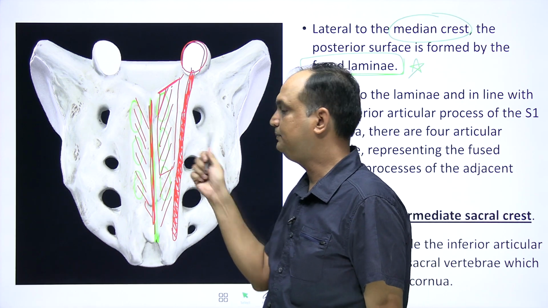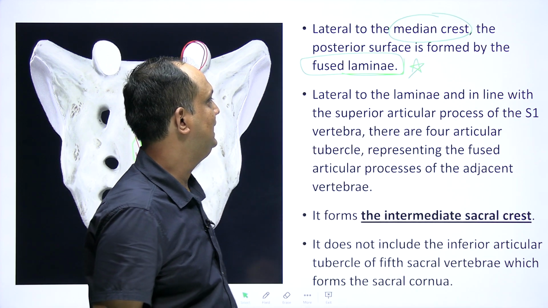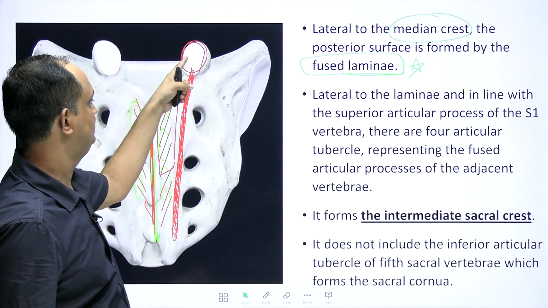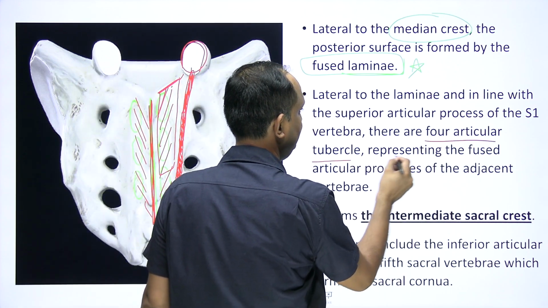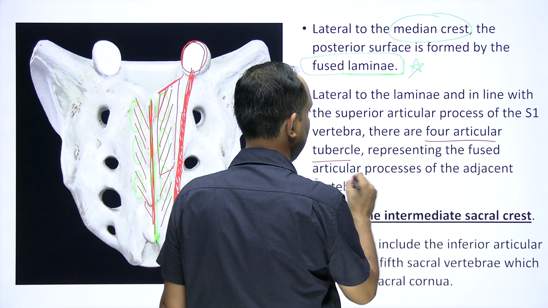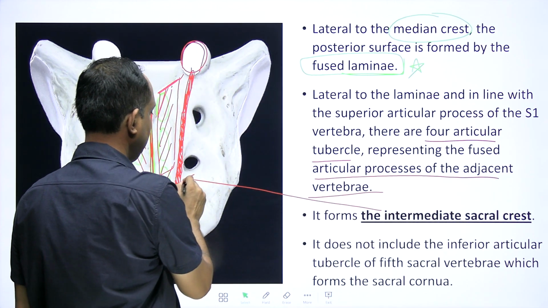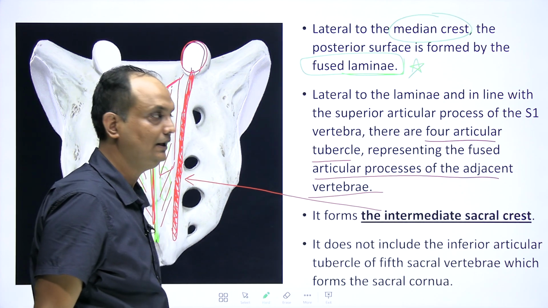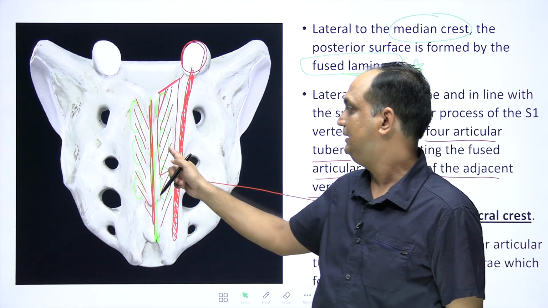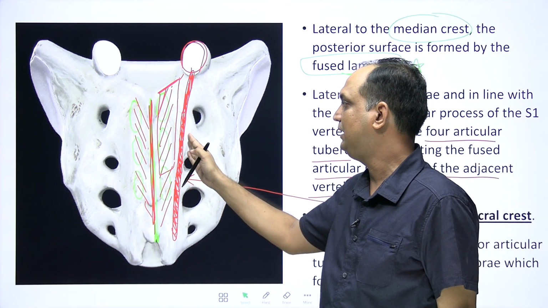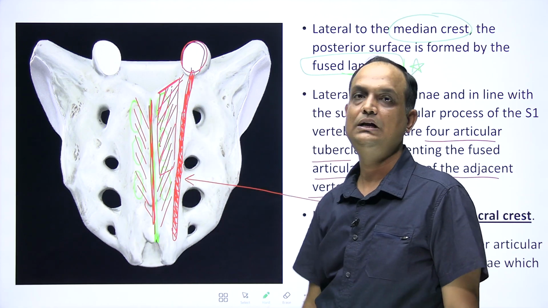Now, lateral to this part, lateral to the lamina, and in the line of the superior articular process of S1, there are 4 articular tubercles and they represent the fused articular processes of the adjacent vertebrae, and this line is known as the intermediate sacral crest. Clear? So, what is the intermediate sacral crest? The intermediate sacral crest lies just lateral to the part of the sacrum which is formed by fused lamina.